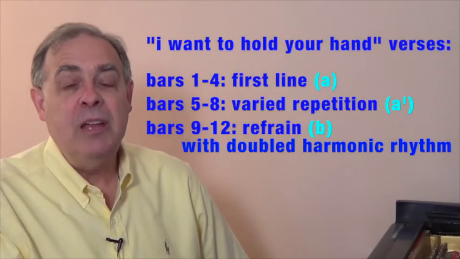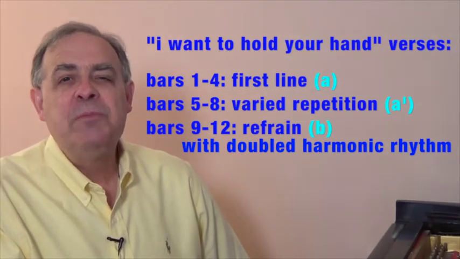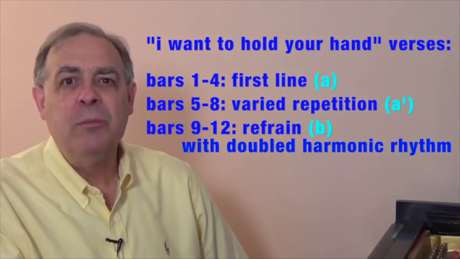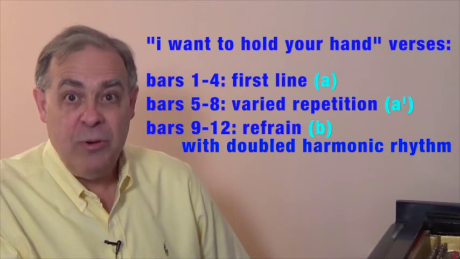In the first rhythm video, 1.2, we noted that the "I Want to Hold Your Hand" refrain, bars 9 through 12, is marked by faster harmonic rhythm than that which governs bars 1 through 8. The same three-phrase bar form structure, AAB, will later control Paul's verse of "We Can Work It Out" and John's verse in "I'm So Tired."